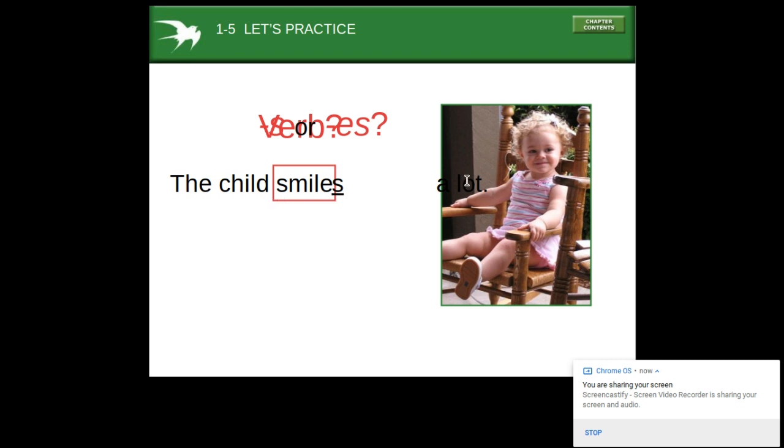Okay. Look at how we say this sentence, right? The child smiles. Right here, there's the word a lot. I'm sorry that it doesn't look so good. The child smiles. Right? We're adding an S.